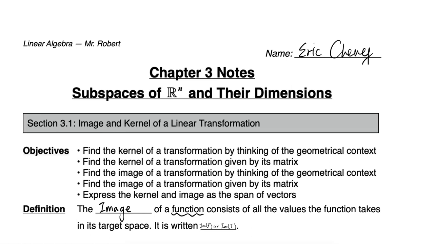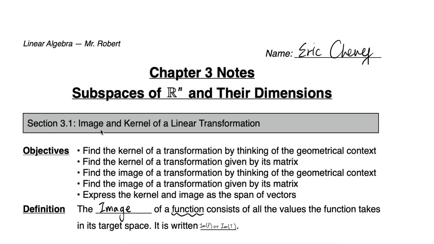When we were studying functions, one of the things we studied was the zeros of a function. So what are the values of x such that f of that x equals 0? This is going to correspond to the kernel in linear transformations. So what are vectors x such that the matrix A times x equals 0 for that linear transformation? And the image is similar to the range.